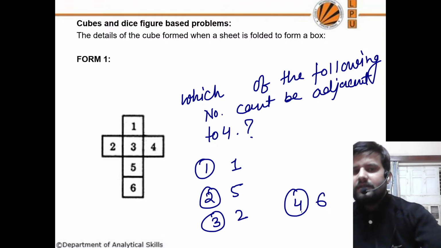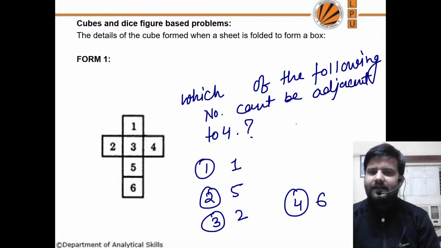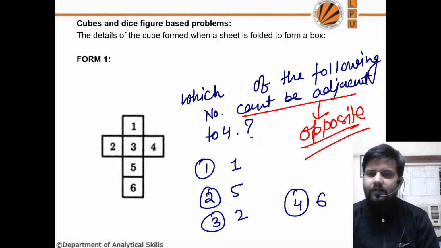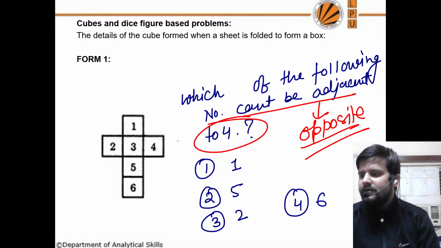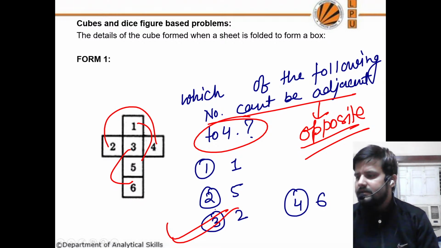It's a simple question. It's the same thing I asked you, just reversed, isn't it? Can't be adjacent means it will be opposite. Simple. They are directly asking for the number opposite to 4. So 1 is opposite to 5, 3 is opposite to 6, and 2 is opposite to 4. So the answer will be option 3.